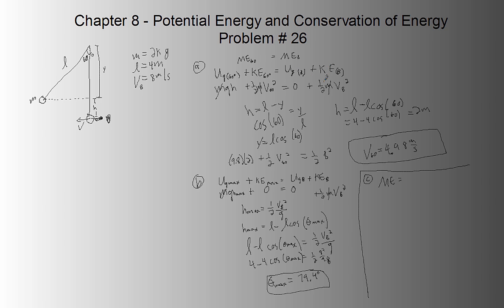At the bottom, all we got is kinetic energy, and we already know vb. So that's just KE at the bottom plus Ug at the bottom, again, which is 0. So that's just going to be 1/2 mass velocity bottom squared, 1/2 times 2 times 8 squared, and that equals 64 joules.